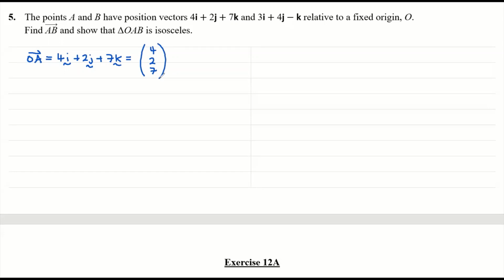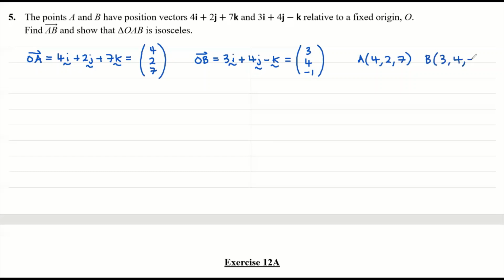And then for position vector of B, OB, that is 3i plus 4j subtract k. And again, you can write that as a column vector. So that would be 3, 4, -1. The other consequence of this, of course, is that the coordinates of A would be 4, 2, and 7. And the coordinates of B would be 3, 4, and -1. So just different ways of expressing the same kinds of things.